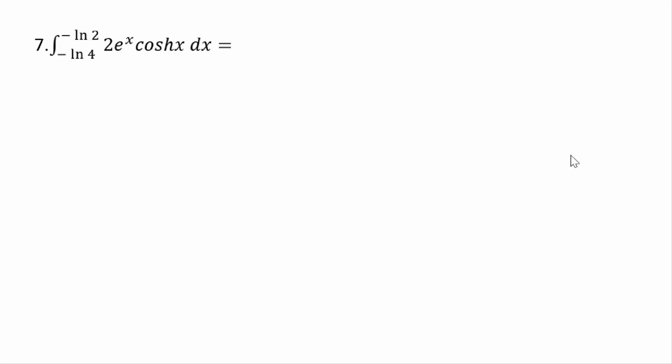For number 7, we have the integral of 2e raised to x hyperbolic cosine of x dx evaluated from negative ln of 4 to the negative ln of 2. So first of all, I'm going to rewrite the meaning of hyperbolic cosine of x in terms of exponential form. So we can write now as 2e raised to x, and then the meaning of hyperbolic cosine of x, we have e raised to x plus e raised to the negative of x all over 2, then dx, evaluated from negative ln of 4 to the negative of ln of 2.